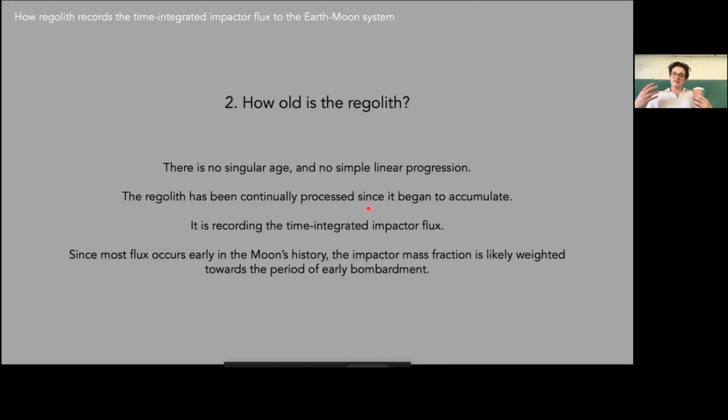So to conclude this idea of how old the regolith is, the way I'm thinking about this is that there's no singular age and there's no simple linear progression of how old the regolith is. It's been continually processed since it began to accumulate, and it is recording the time-integrated impactor flux. And since most of this flux occurs early, the impactor mass fraction is likely weighted towards that earliest period of bombardment. Again, we're sampling that mega regolith continuously as this regolith is forming over time.